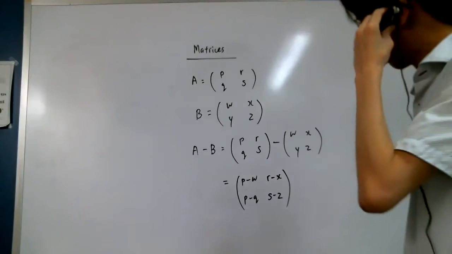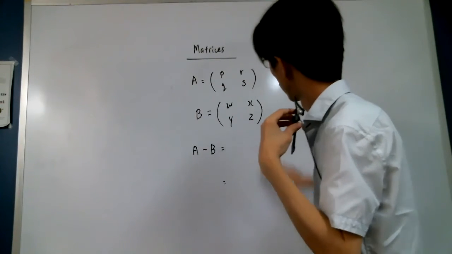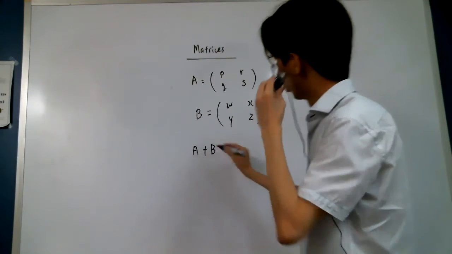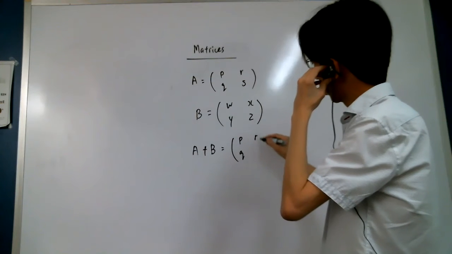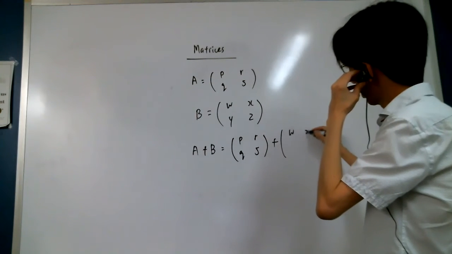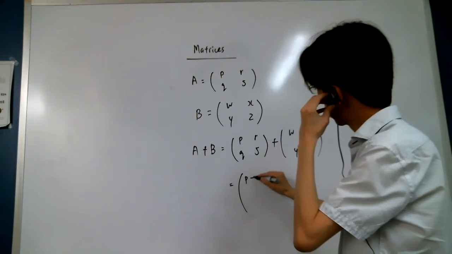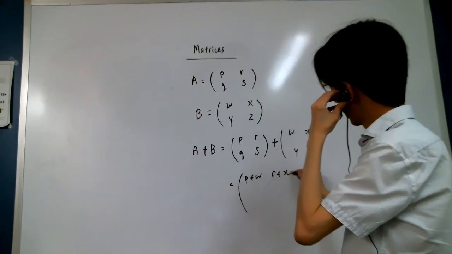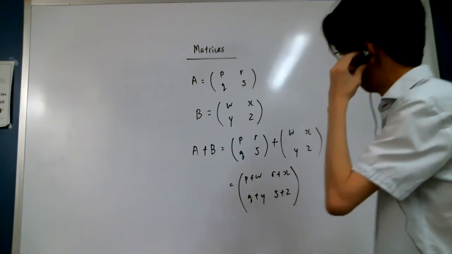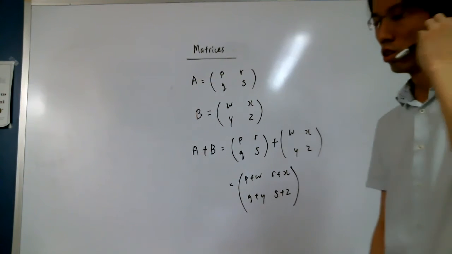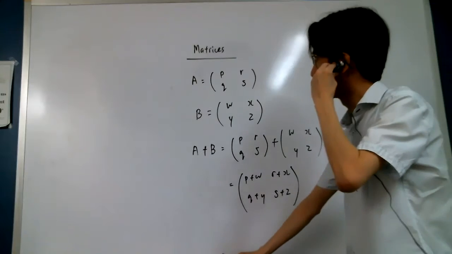Okay. Then now we take a look at how we add these two matrices. So now I want to perform A plus B. So PQRS plus WXYZ. So you just add the corresponding elements. So it will be P plus W, R plus X, Q plus Y, and finally S plus Z. So the subtraction and addition of matrices are pretty straightforward. We'll take a look at a few examples.